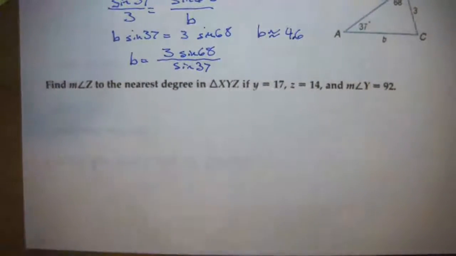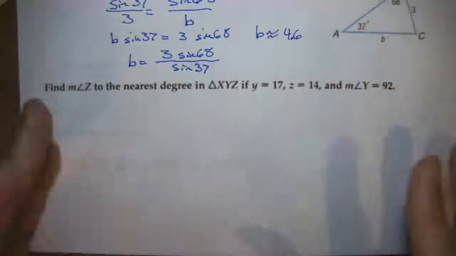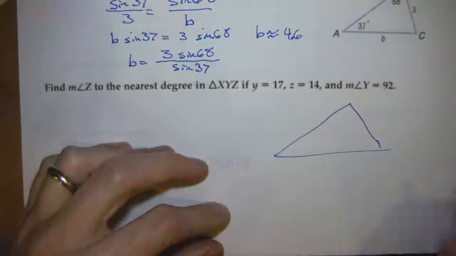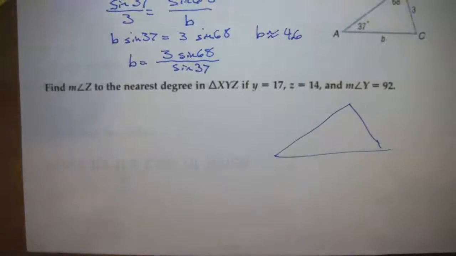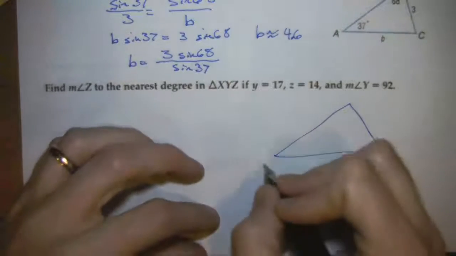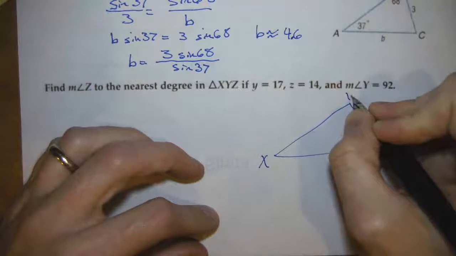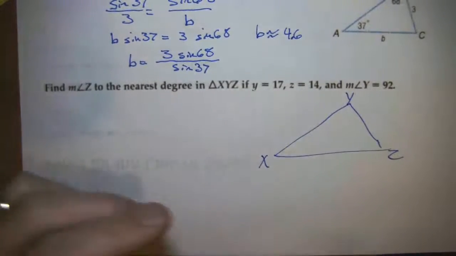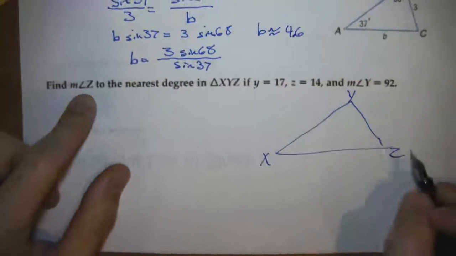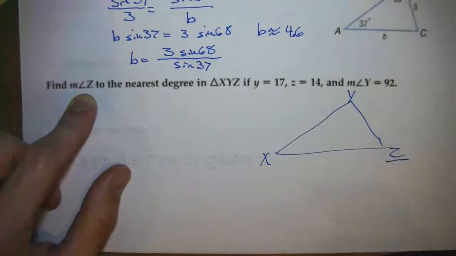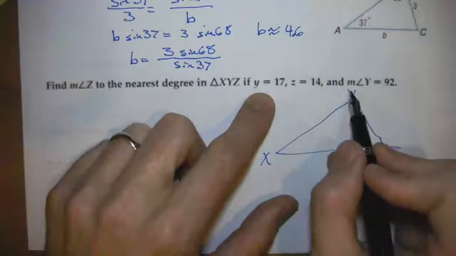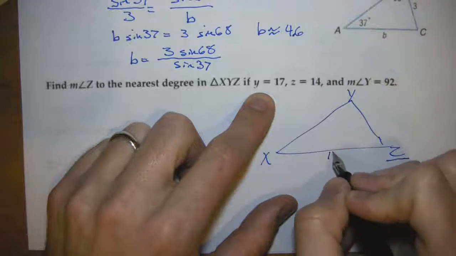Sometimes we'll just be given measurements. So in this case, we've got triangle XYZ. If you don't have an actual triangle, one thing you can do is draw yourself a nice nondescript triangle. It doesn't matter that the angles and sides aren't to scale. Again, this is just a rough sketch. So I've got X, Y, and Z. Let's start putting in the measurements that we're given. We're asked to find Z, so I'm going to underline that to remind myself that's what I'm looking for. We know that Y, the side opposite angle Y, is 17 units.